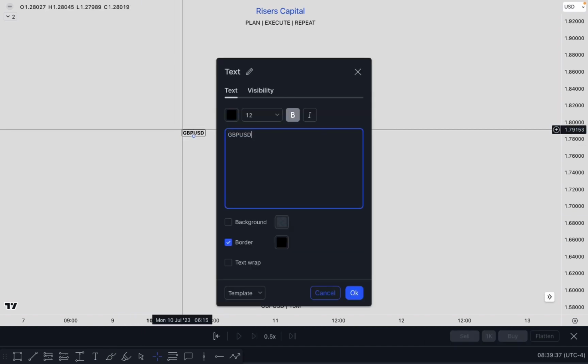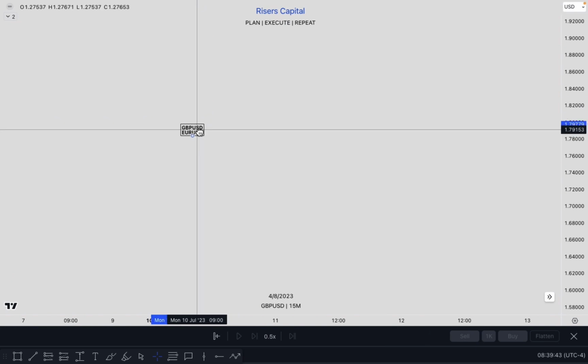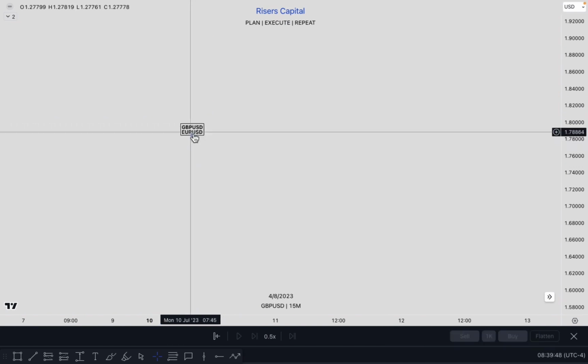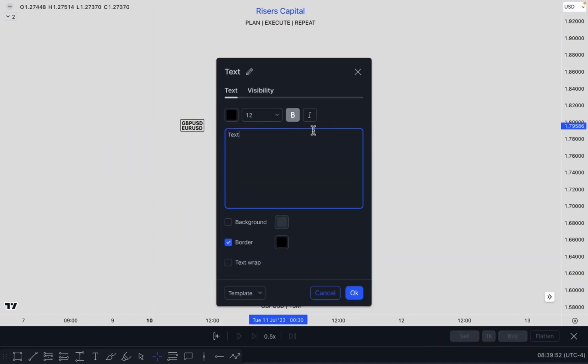Now let me just run through what pairs you have to be looking at for this. So GBP USD and Euro USD, so GU and EU. The reason being is because I like sticking to one or two pairs, and this is what I mainly trade. So I've got a lot of experience with these two pairs.